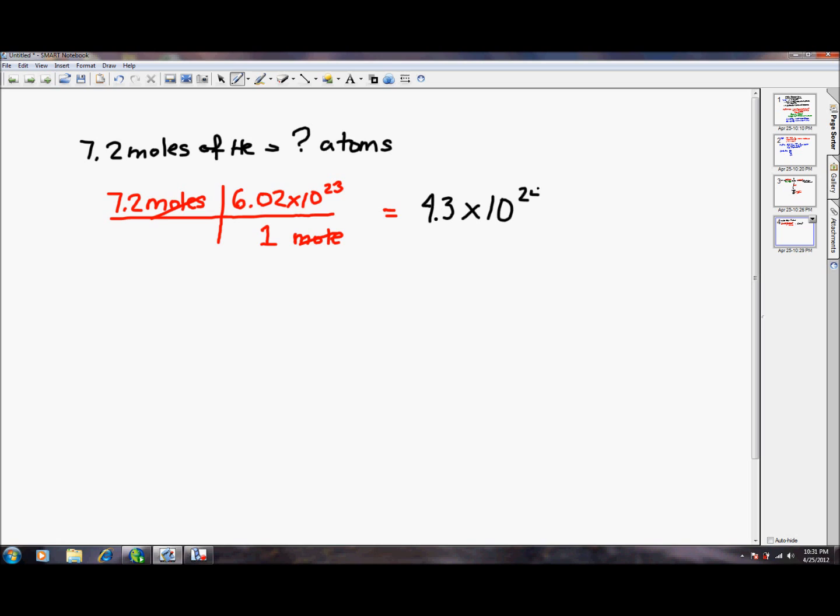to the 24. If you do not remember significant figures, you may want to take a moment and go back and review your notes from the beginning of the course about how to find the number of significant figures in a number and how to round to significant figures. All right, let's do another example here.